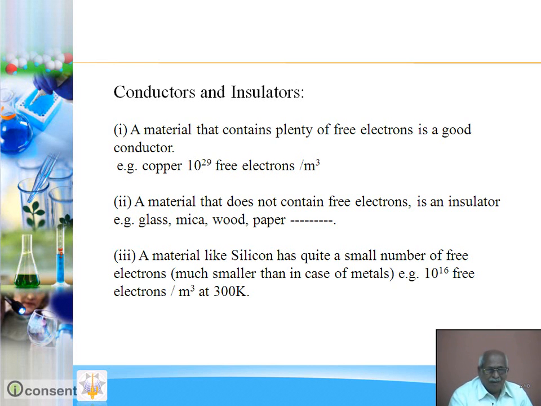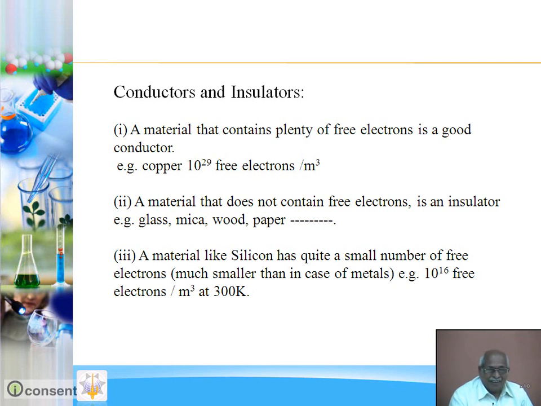Therefore, even if a battery is connected, even though there is potential difference, there cannot be any electric current. Motion of free electron does not exist because free electrons are not there at all. Such materials are called bad conductors or good insulator. I use the word bad. Let us say good insulator.